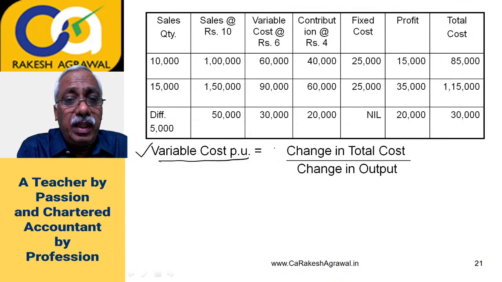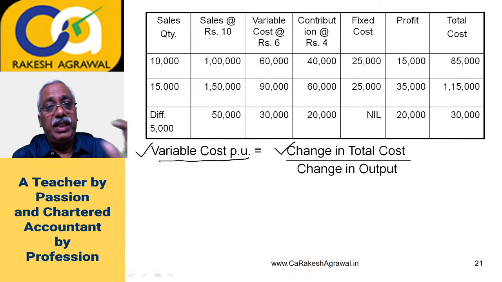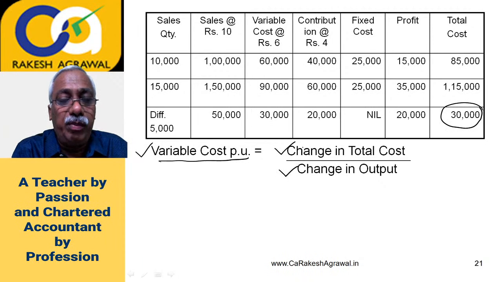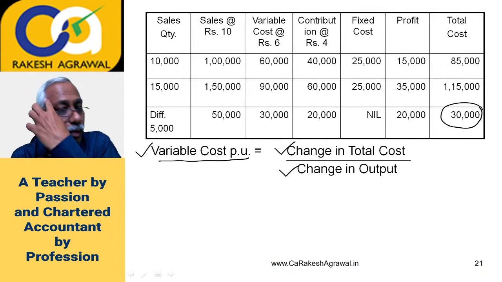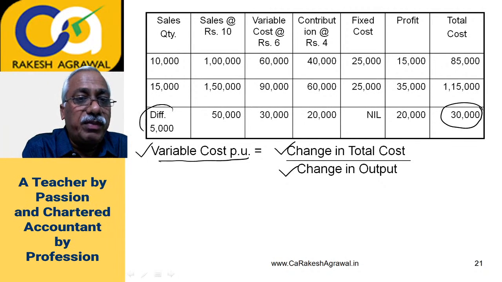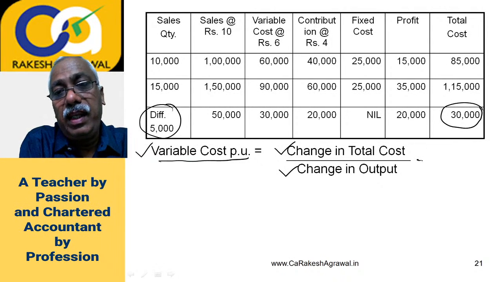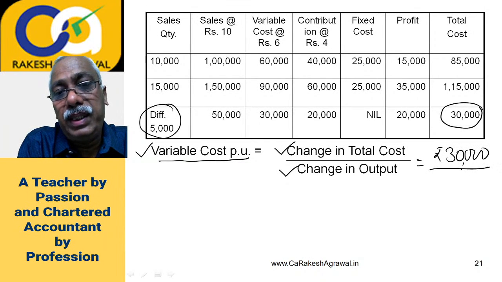So I have to take the change in total cost. Change in total cost means difference in total cost. My difference in total cost is 30,000. So change in cost upon change in output. Change in output means difference in output. My difference in output is 5000 units. It means the data is: change in total cost is rupees 30,000 and change in output is 5000 units.